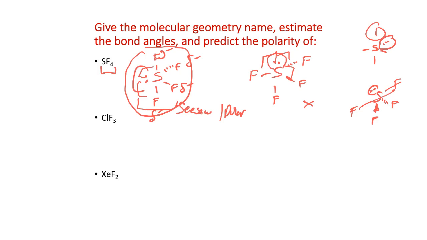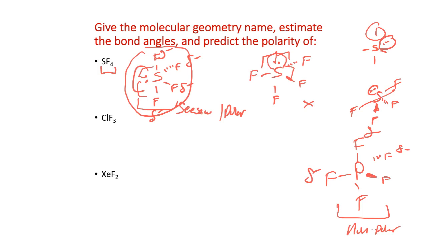Now if we had something like PF5, which looks much the same, the only difference being instead of a lone pair, we have a fluorine atom. This would be a nonpolar molecule. So PF5 would be nonpolar because you have negative charge in all spots in the molecule. No end of the molecule is a different charge than the opposite end.